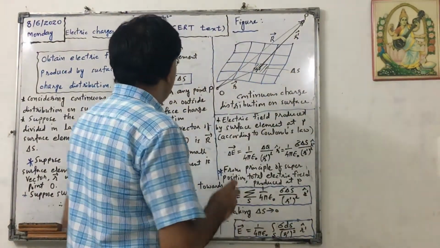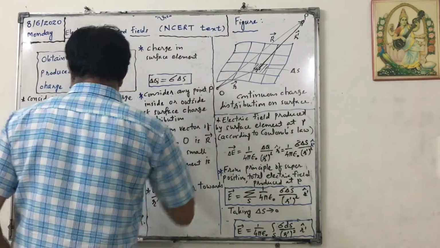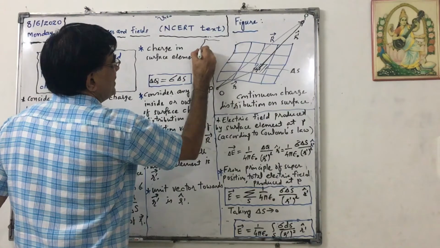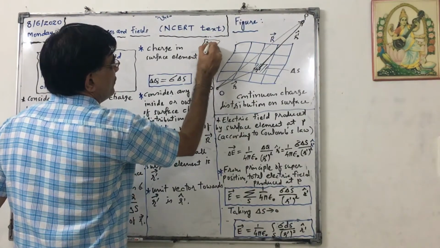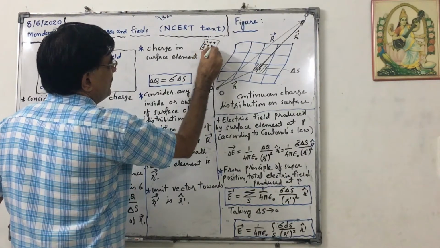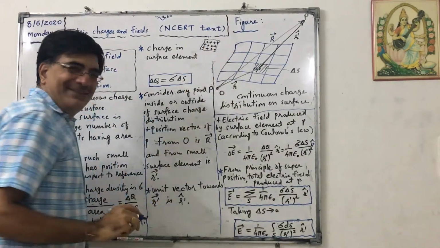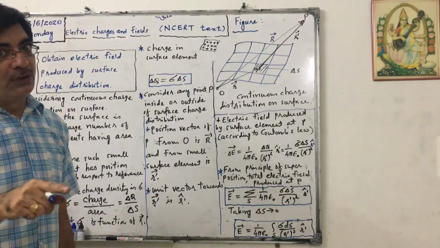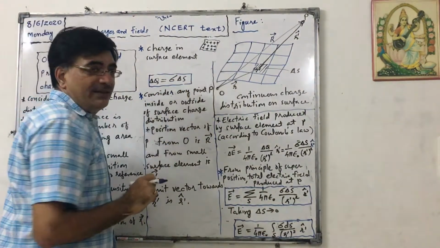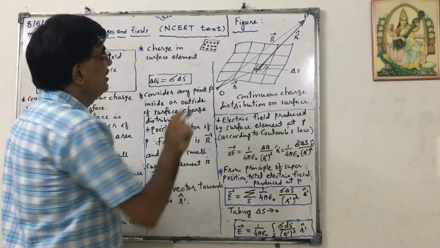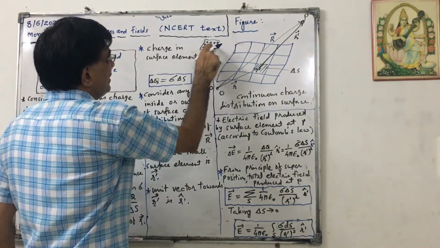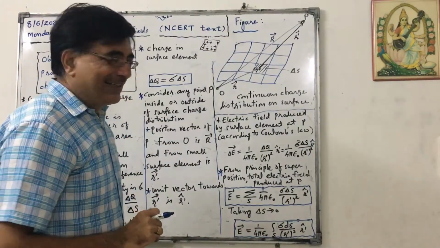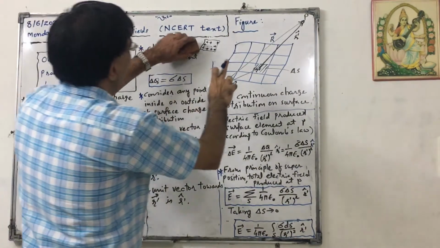So for reference, it can be drawn like this. Suppose this is a surface and there is a continuous distribution of charge, that is called surface charge distribution. It may be further classified into uniform and non-uniform. These can be considered as uniform. But if I draw like this, it is called non-uniform. So this is the figure.